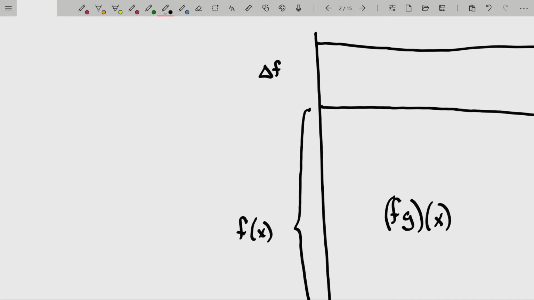Well, that output wiggle is the result of us wiggling the input for f. So I'm going to argue here that that change in output for f is really a result of starting with f of x, but having adjusted that x value slightly. So I'm going to write it like this, f of x plus h minus f of x.